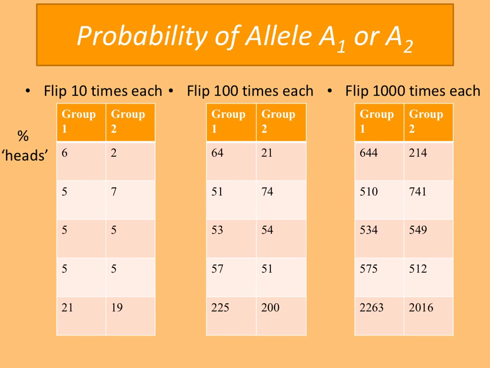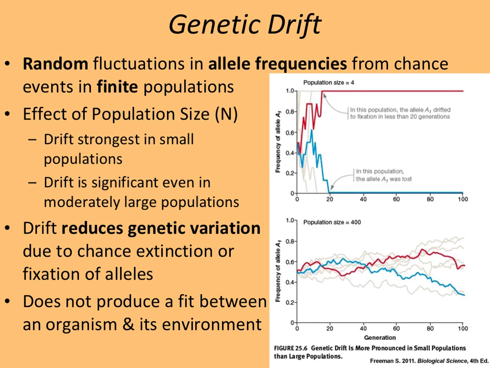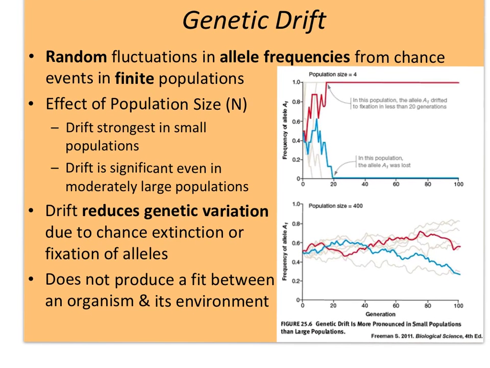So actually, with a large population, it's likely that you won't be losing alleles or having alleles go to fixation, because it'll change much more slowly. Evolution actually works more efficiently with a large population than a small one. Drift is very strong in a small population. So, random fluctuations in allele frequencies from chance alone.